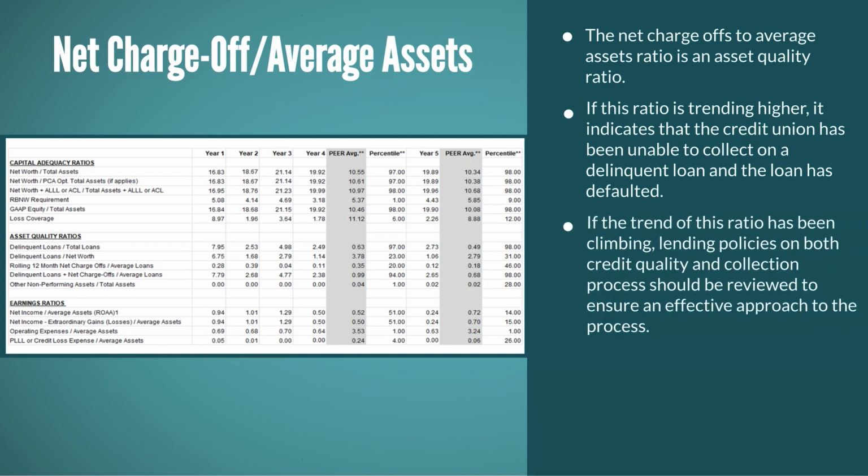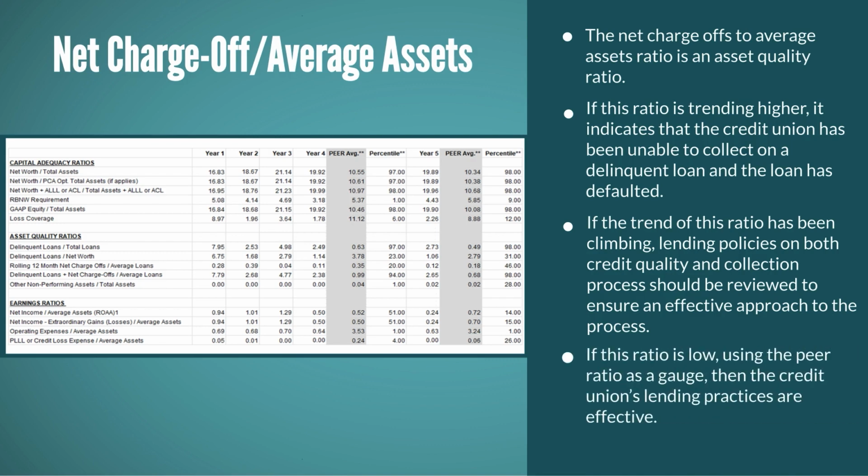If the trend of this ratio has been climbing, lending policies on both credit quality and collection process should be reviewed to ensure an effective approach to the process. If this ratio is low, using the peer ratio as a gauge, then the credit union's lending practices are effective.